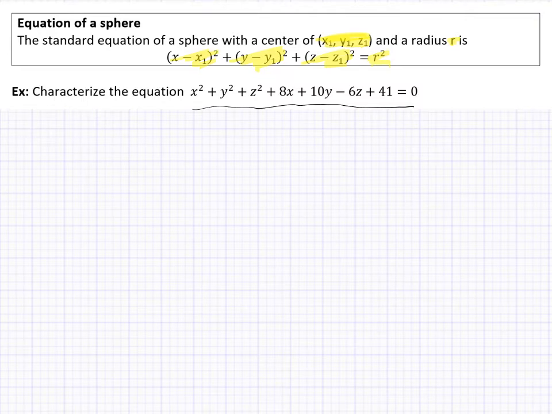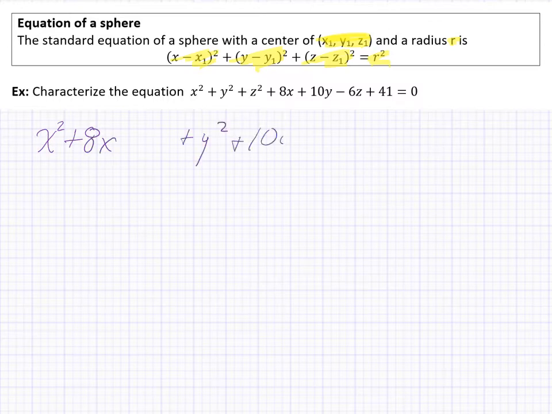our circles in algebra. And so you might have seen a question like this where all the z stuff was gone, that said, okay, characterize this equation, and you basically have to write it into the standard form of a circle. Well, we'll do that same thing with a sphere, in that we need completing the square to do that. So what I'll do here is group my x's: x squared plus 8x, plus y squared plus 10y, plus z squared minus 6z, and I'll move the 41 over, so equals negative 41.